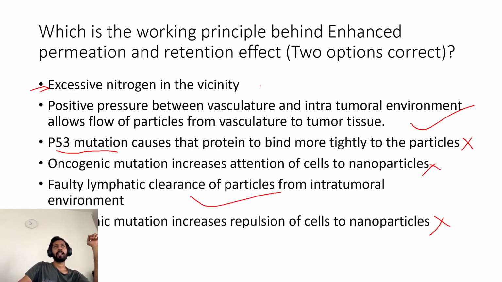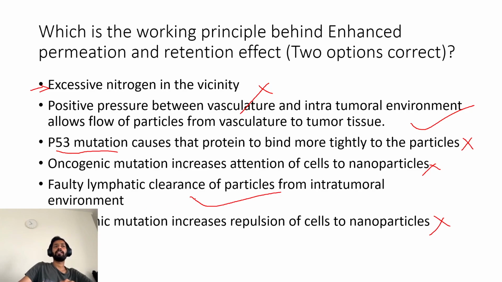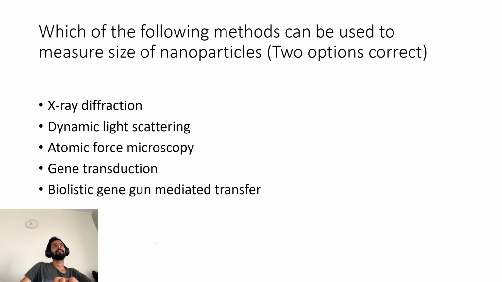Yeah, you're correct. Nitrogen has nothing to do with it. And yes, there's a lot of positive pressure, especially because the mass of cells is too high and the amount of extracellular fluid initially at least would be too low. So there's a lot of pressure to drive extracellular fluid out. That's positive pressure, and the other option is faulty lymphatic clearance of particles from intratumoral environment. As we've discussed, the lymphatic clearance is quite slow and faulty. So that's the EPR effect. Okay.